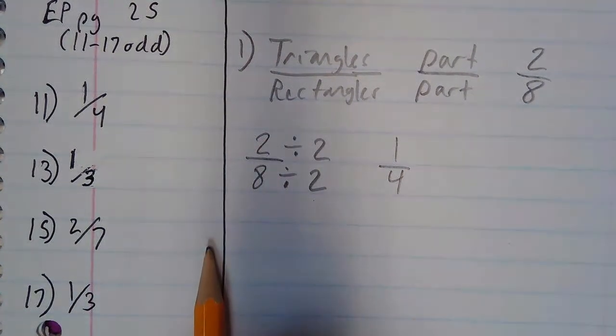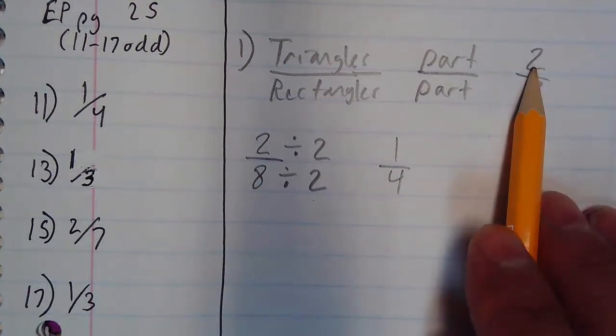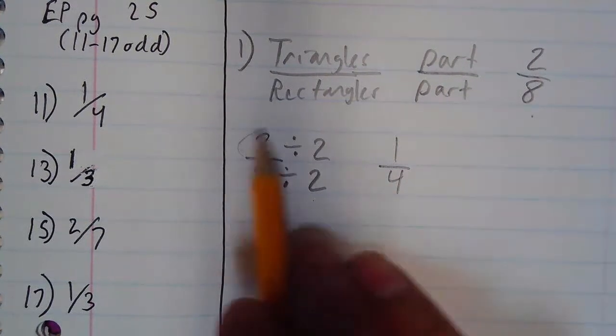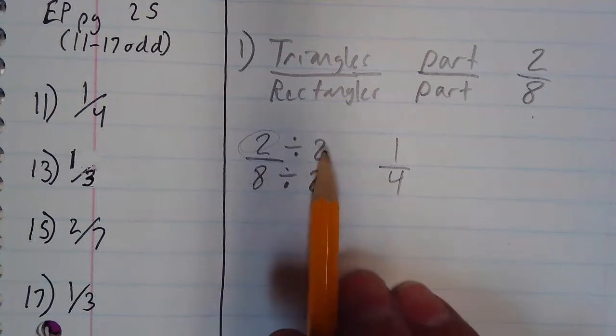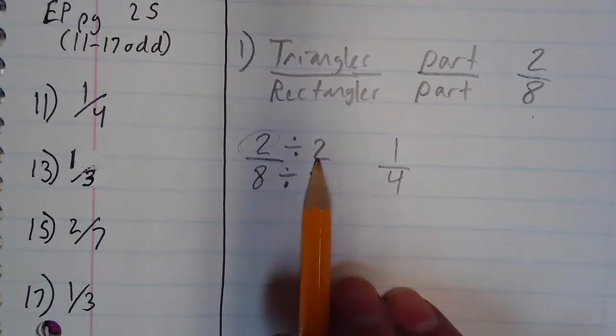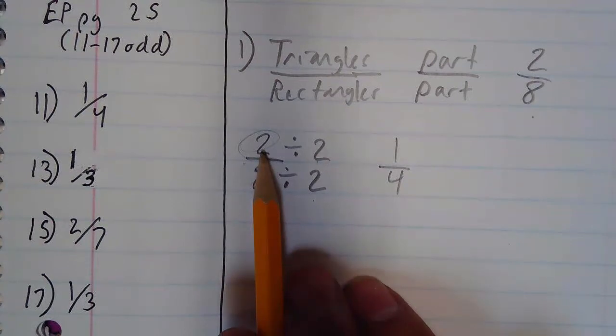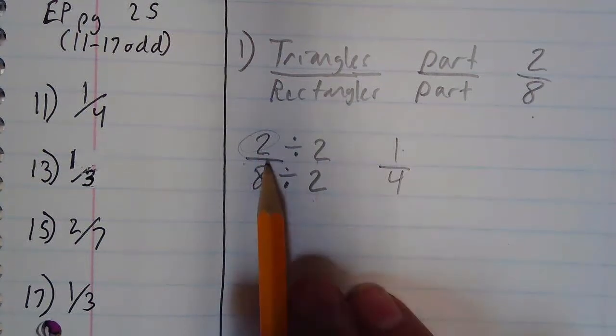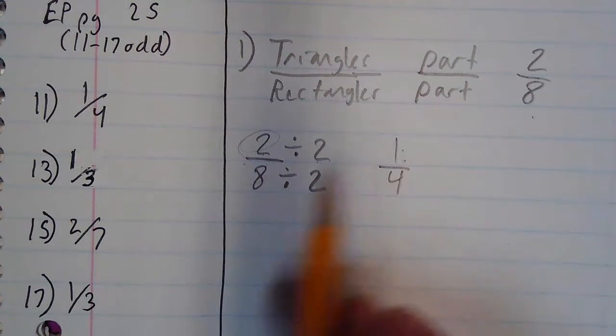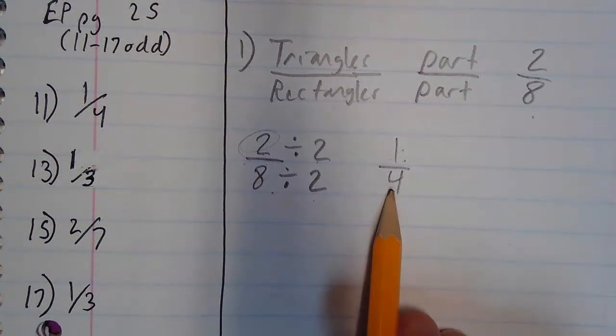What just happened? For every 2 triangles, there are 8 rectangles. We have one big group of 2, one big group of 8. The GCF being 2 means I have to break this up into 2 groups. 2 broken up into 2 groups is 1. 2 divided by 2 is 1. Each group has 1. 8 broken up into 2 groups is 4 in each group, 4 per group, right?